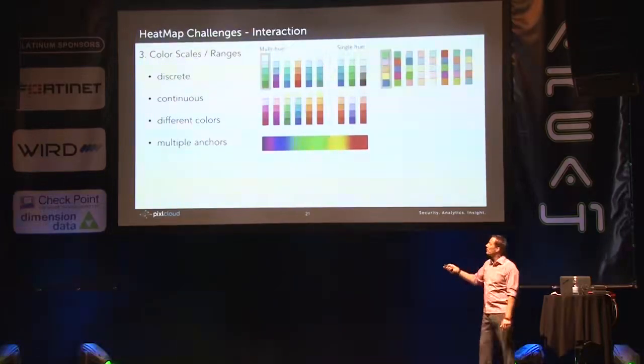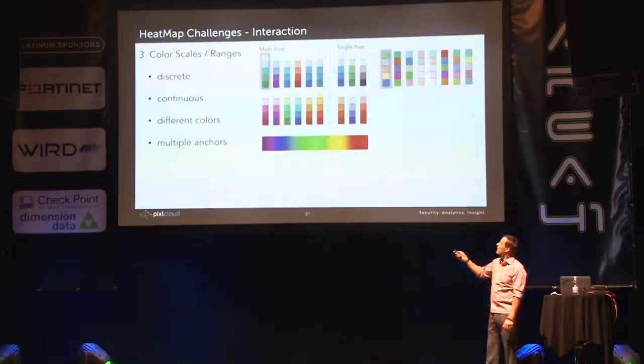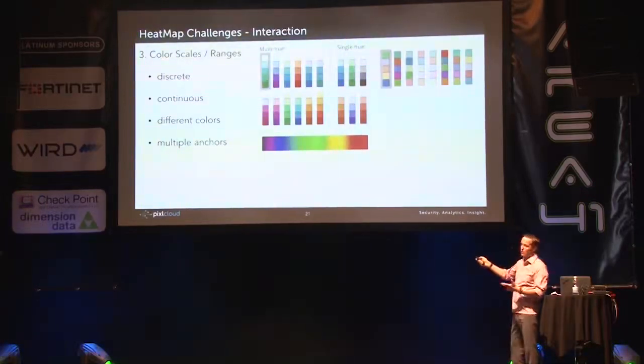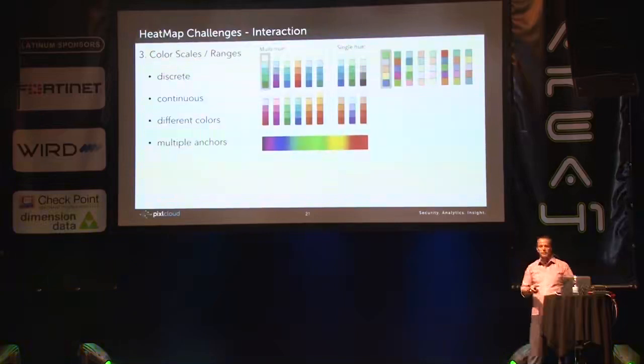Maybe you want to have multiple anchors instead of just a blue or a red scale. I might have something like a rainbow scheme here, for example. But then if someone sees a green, well, what value was that? Was that 500 and this is 1,000, or was that 400? That's getting hard to interpret, right? So you have to think hard about what color schemes you use.